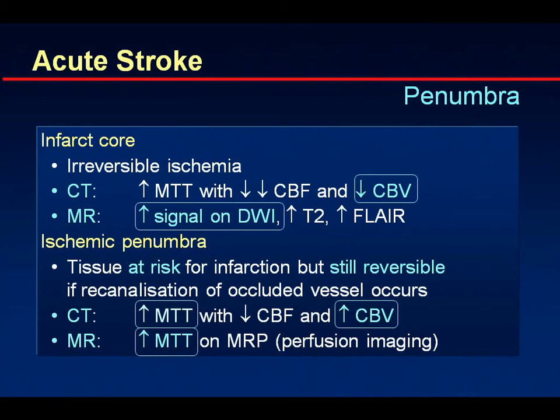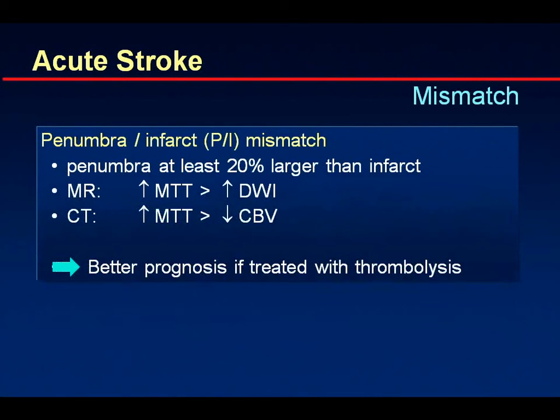On MR, it's the area where there's increased signal on diffusion-weighted imaging. If you look at the penumbra, it's the area where the MTT is increased, and important that it's penumbra, you have to see that the blood volume is not reduced. And by MR, it's the region with increased MTT. So basically, this is very equivalent, but for the infarct core, we use different techniques.